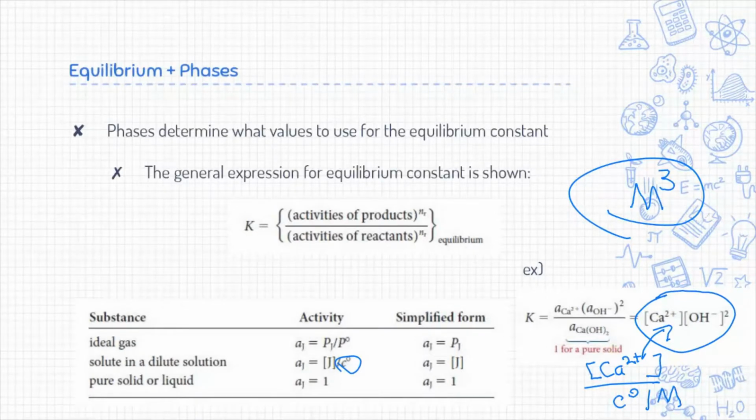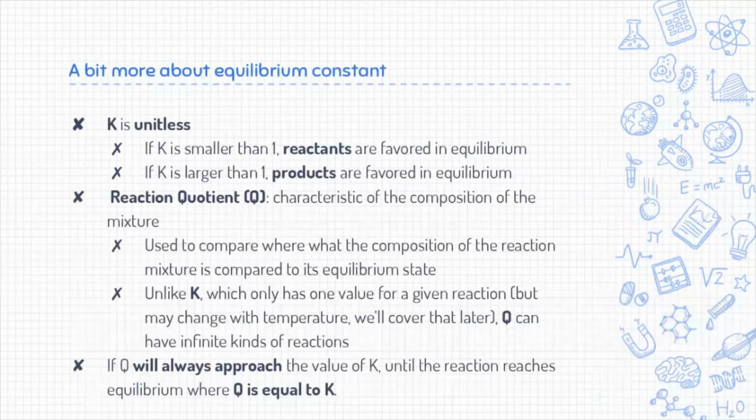Moving on. Okay, so continuing on. I've just shown that the equilibrium constant is unitless. Now, here's the very important thing. If K is smaller than 1, then the reactants are favored in equilibrium. And if K is larger than 1, then products are favored in equilibrium.